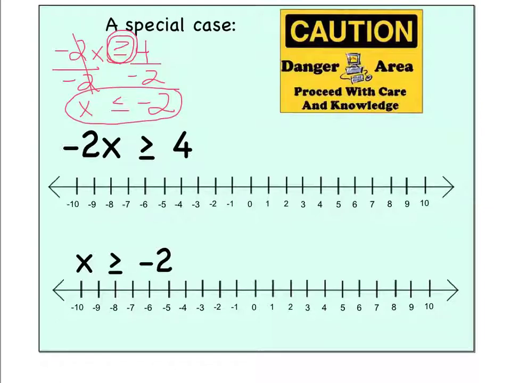So whenever we multiply or divide by a negative number, then we have to switch our sign. So I'm going to plot our new one. It's going to be at negative 2. It's going to be a closed circle. And it's going to be less than, so we're going to go to the left.